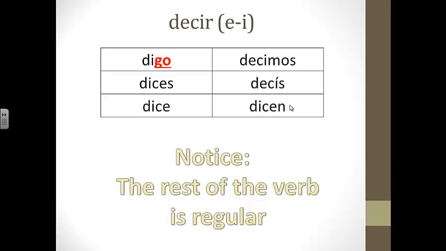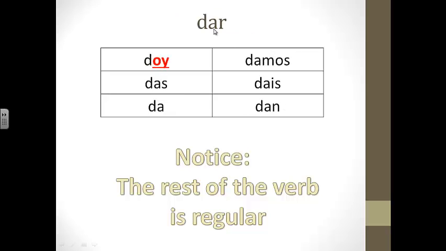Lastly, let's conjugate the verb dar. Dar is an AR verb, so just like hablar, it will have its regular endings. Look at the irregular yo form. You have doy, then regular AR endings. As, a, amos, ais, an. So your whole conjugation will be doy, das, da, damos, dais, dan.